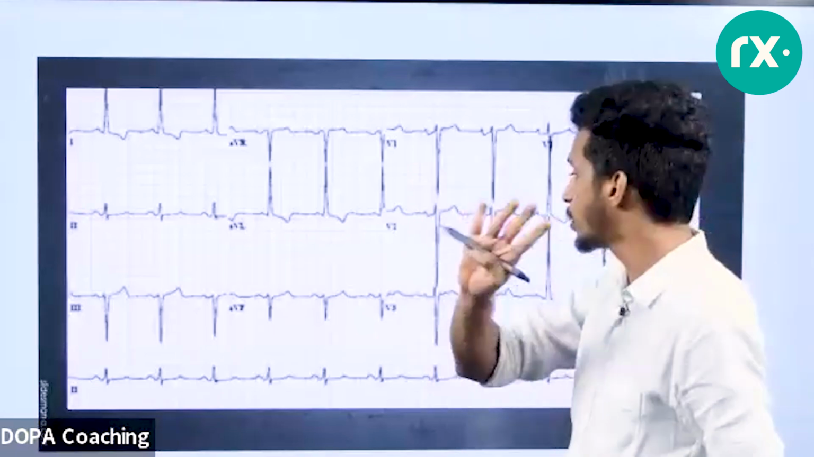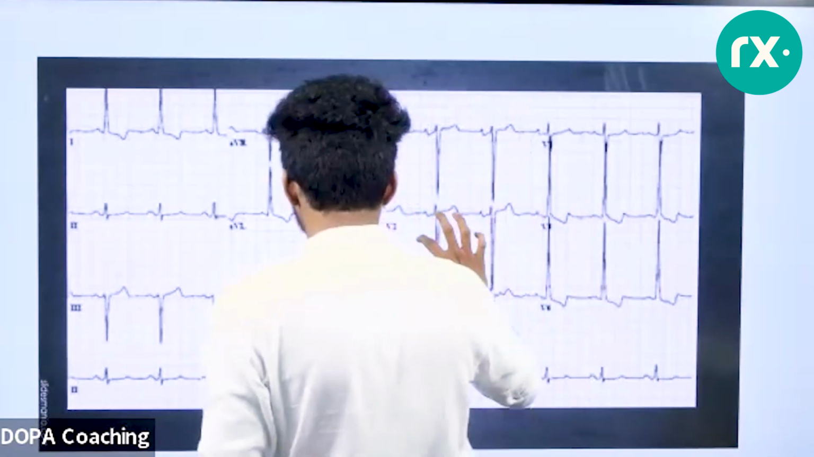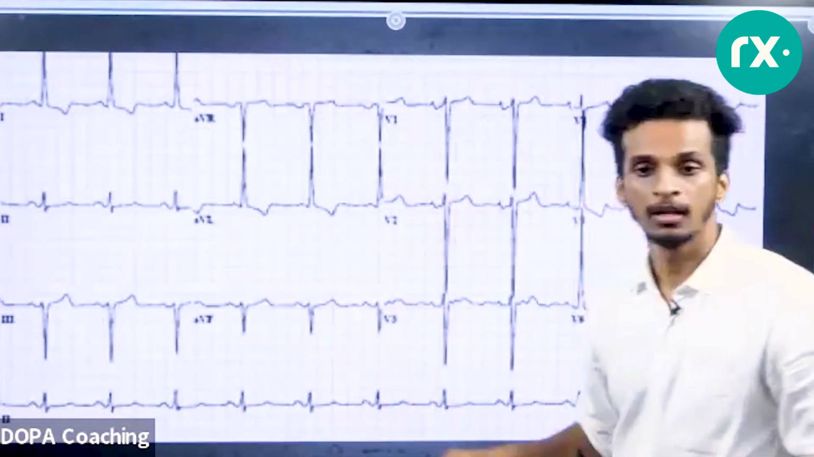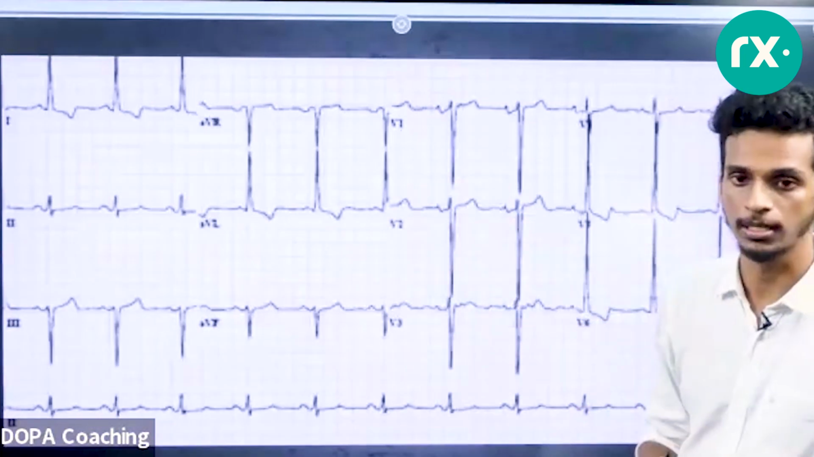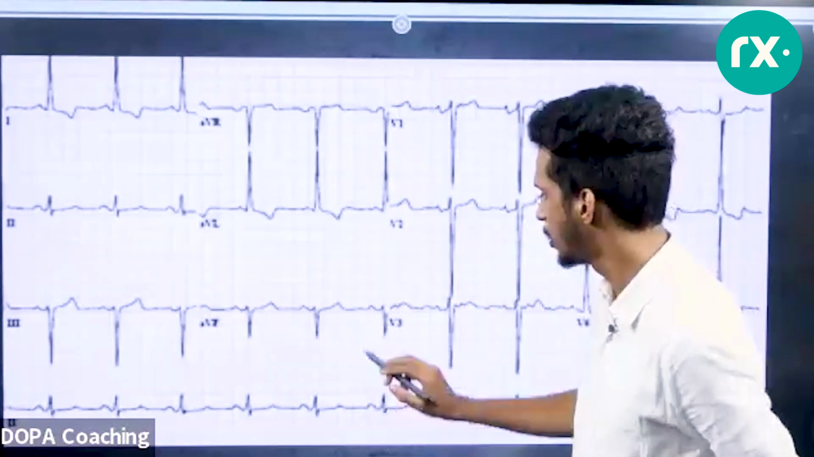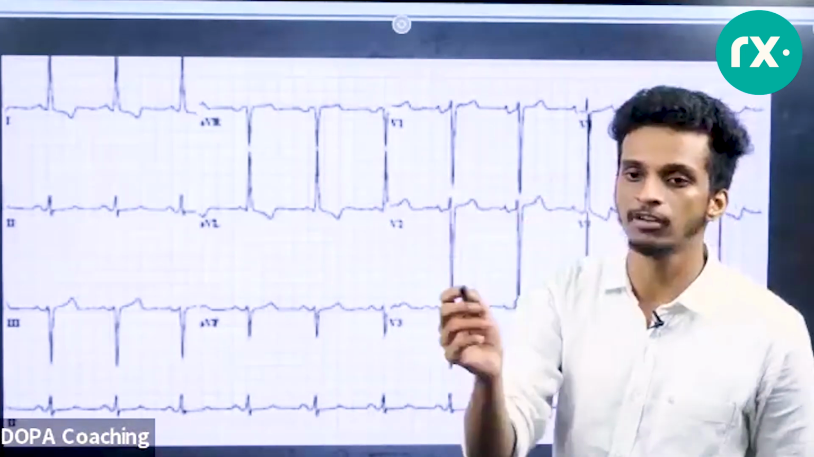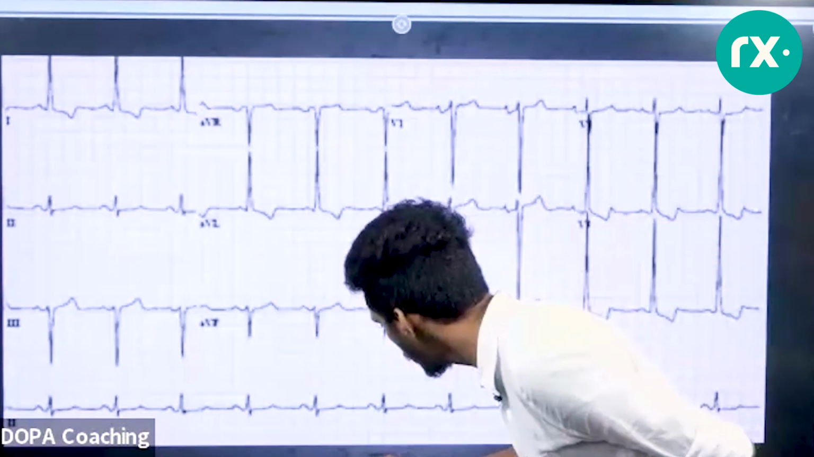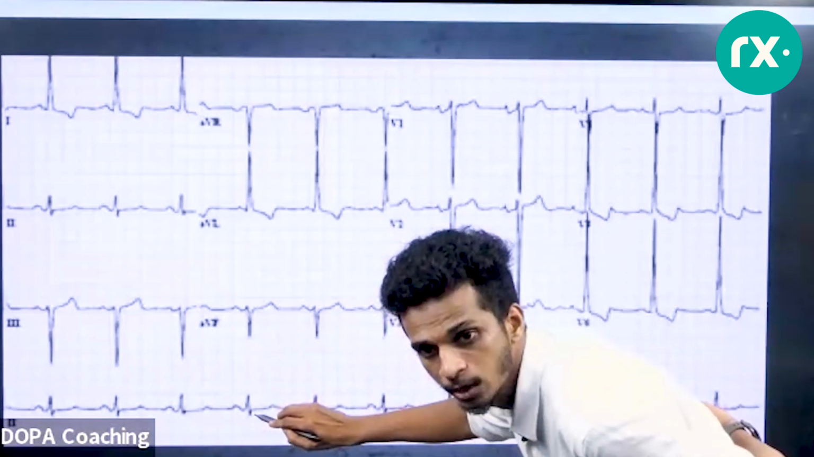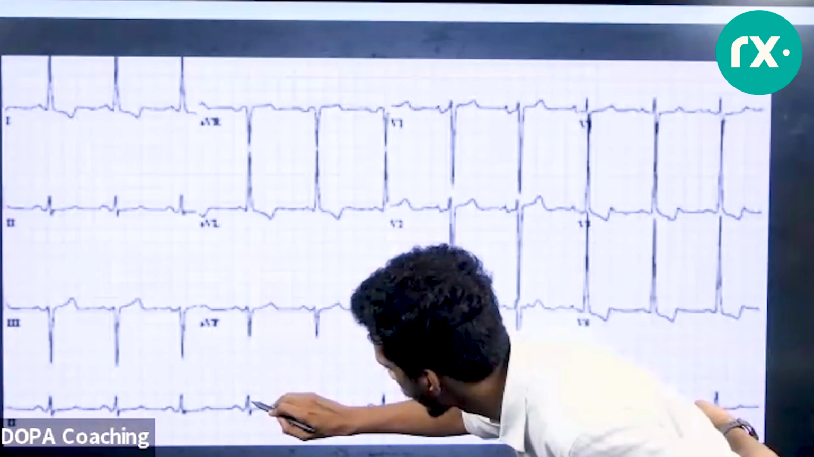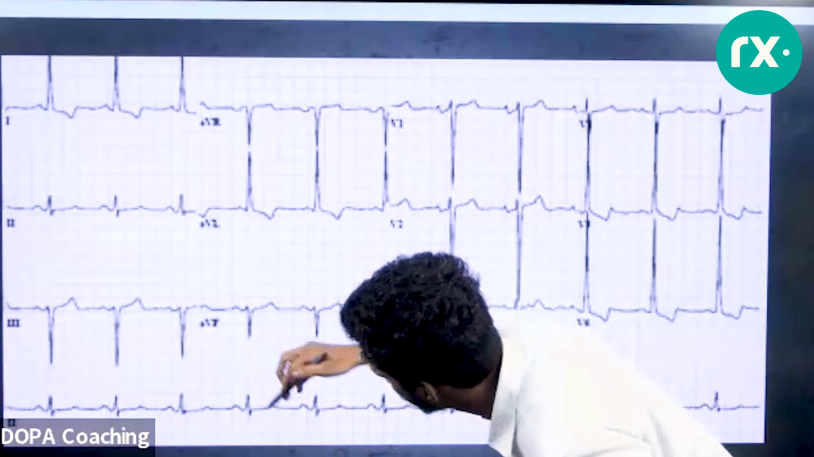But before finding what is abnormal, let's see what is normal. I'll just magnify it for you. So this is our ECG. How will we interpret an ECG to diagnose ST elevation or ST depression? I'll show you that. So what is an ST segment? We know that this is the QRS complex. Here we have the R wave and then we have the S wave.